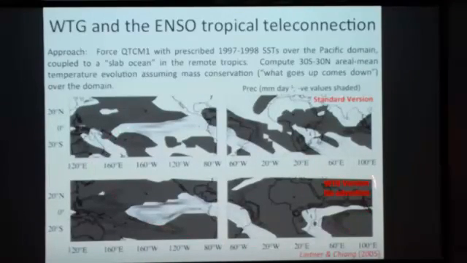So we actually chose, for this particular exercise, which was more just an illustration, a very simple model, and I'll talk about that after the break, which is this family of quasi-equilibrium tropical circulation models, QTCM1. Essentially, with QTCM1, we did a very standard thing in this sort of modeling world, which is to impose sea surface temperature anomalies.